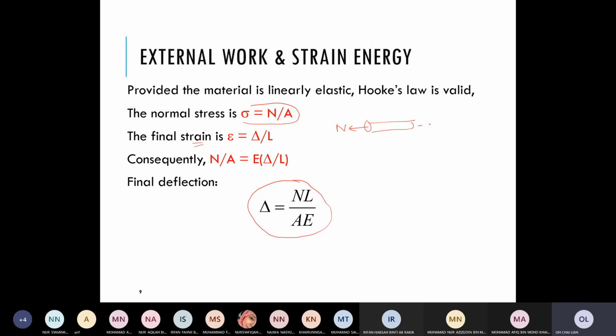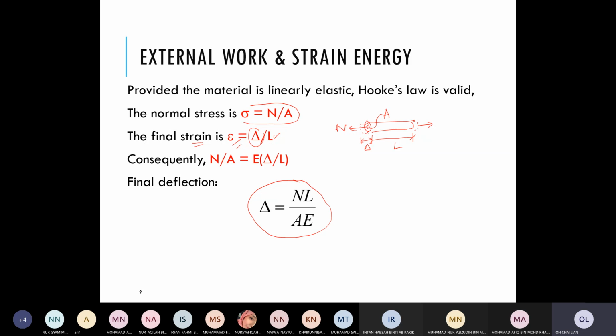So this is the axial force and this is the cross-sectional area. When you have this axial force, let's say the member is in tension, so you should have an elongation. This is the original length, and this is the deformation that happened, the delta. The strain also means this delta divided by the length.